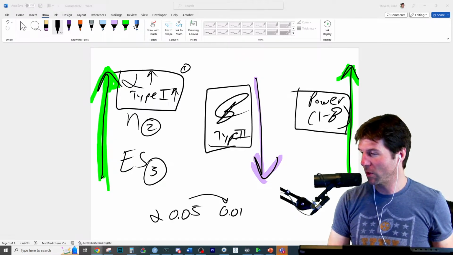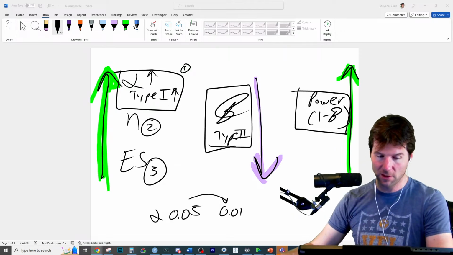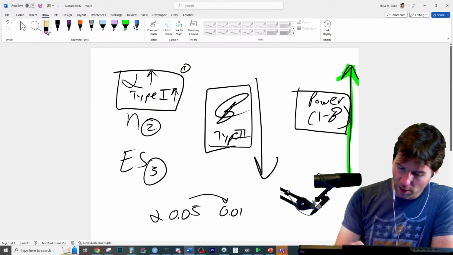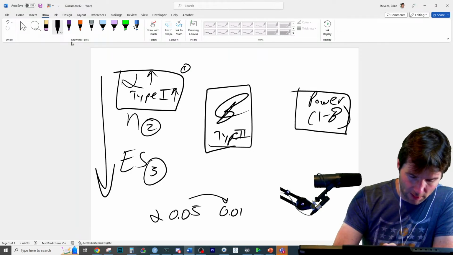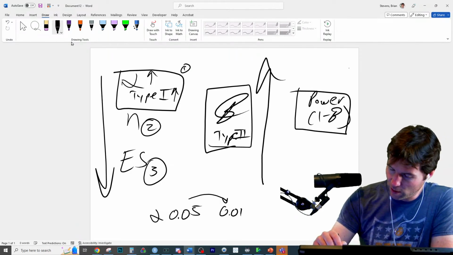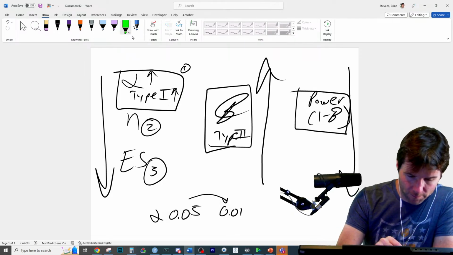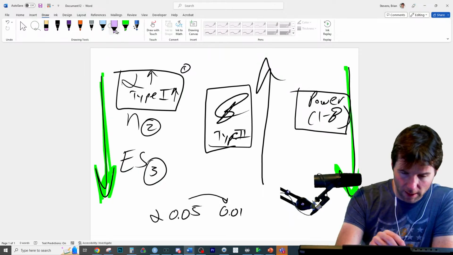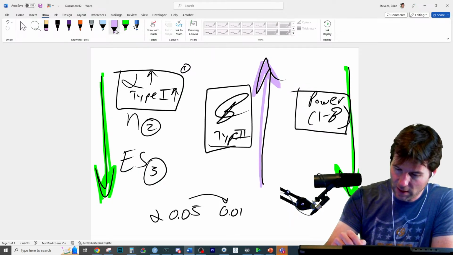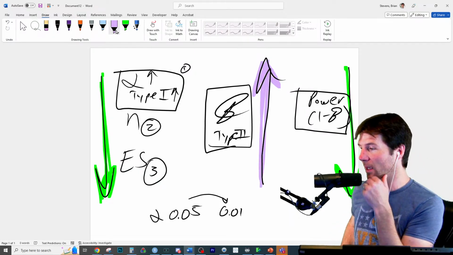So here I'll draw it out the way it's kind of worded in this. If you decrease your alpha, which is type 1 error rate, you will increase type 2 and decrease power. So these are the ones that are positively correlated, and that's negatively correlated. So that's exactly it right there.